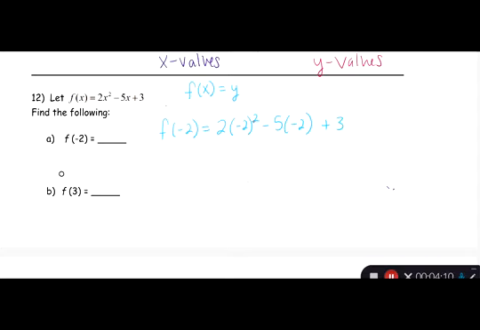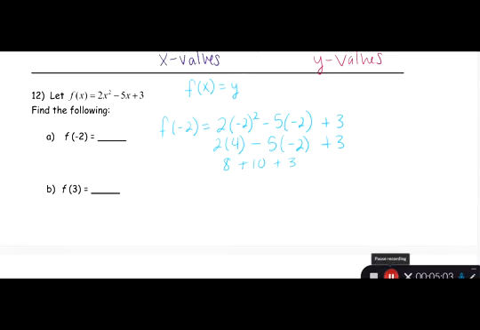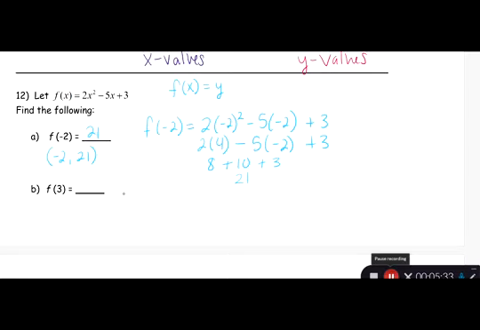So here I have (-2) squared, which will give me 2 times 4 minus 5 times -2 plus 3, right? That's order of operations. You do exponents first. Now multiplication. 2 times 4 is 8. -5 times a -2 is plus 10 plus 3. 8 plus 10 is 18 plus 3 is 21. So f of -2 is 21. If I wanted to write this as an ordered pair, it's f of x equals y, so the ordered pair would be (-2, 21).